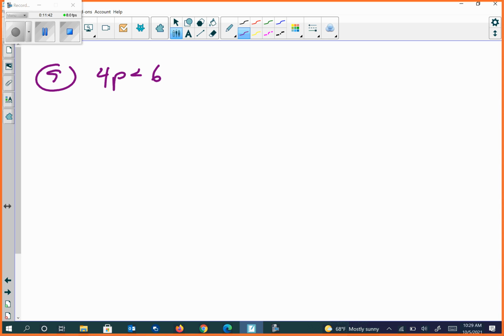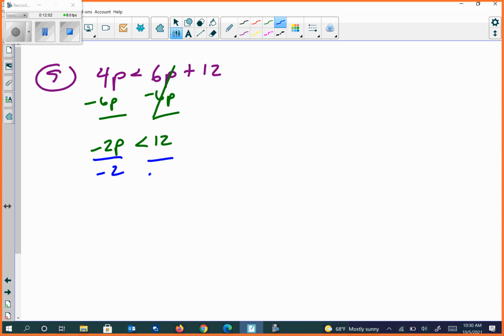4p is less than 6p plus 12. It's not an "and" or an "or" problem because we only have one inequality. So I'm going to subtract 6p from both sides. Those cancel. So 4p minus 6p, I believe, is -2p. Divide both sides by -2. We have a negative, so what happens to our inequality sign? It flips. 12 over -2, I think, is -6.